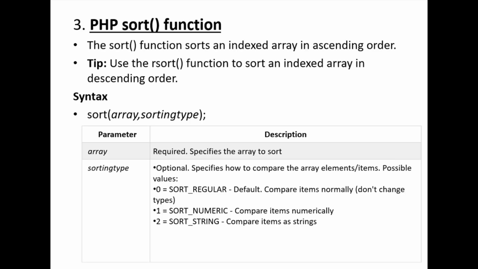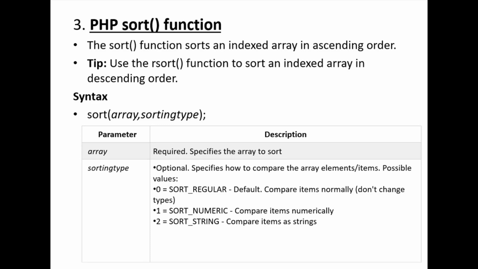PHP sort function. The sort function sorts an indexed array in ascending order. Tip: use the rsort function to sort an indexed array in descending order. So it sorts in ascending order. If you want to sort in descending order, use rsort.